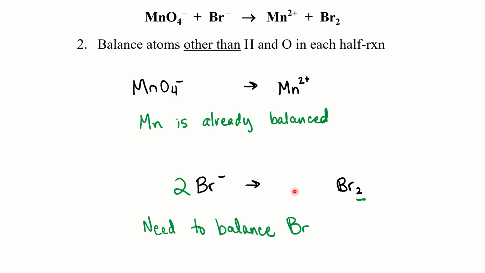In the second half reaction, we can see that the bromine is unbalanced, so I'm going to place a 2 in front of the Br minus here. So I have 2 bromine atoms on both sides.